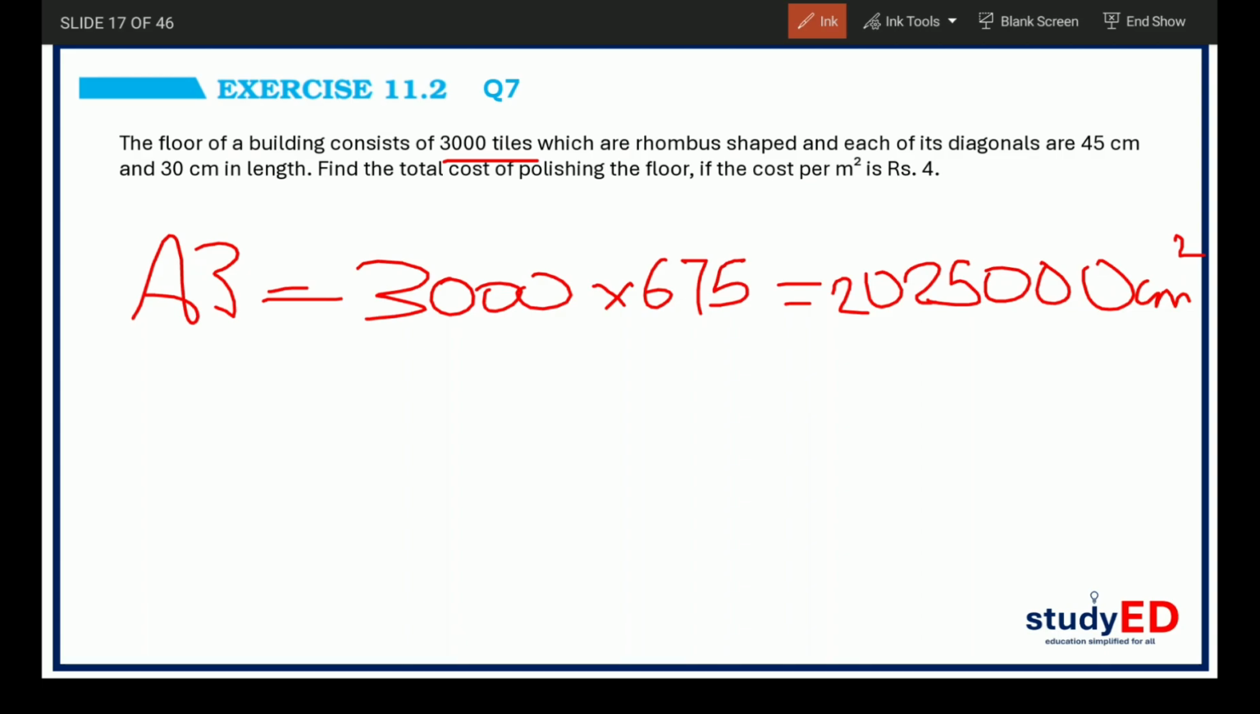And if we simplify it into meter squares, because the cost per meter square is 4 here and this is in centimeters square. Now as we know, 1 meter square is equal to 10k centimeters square.